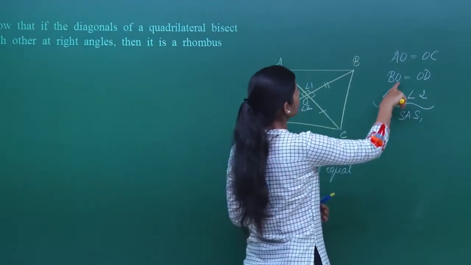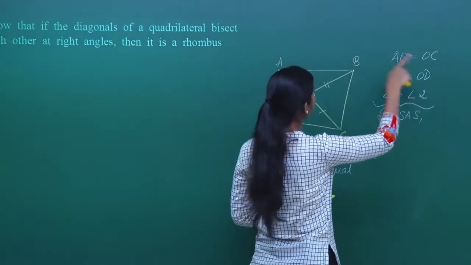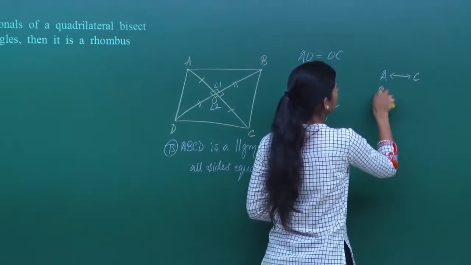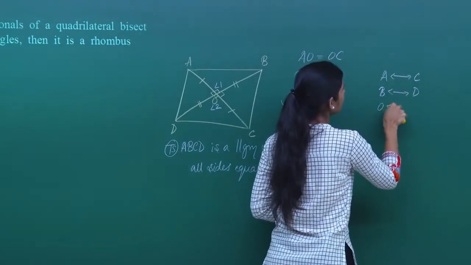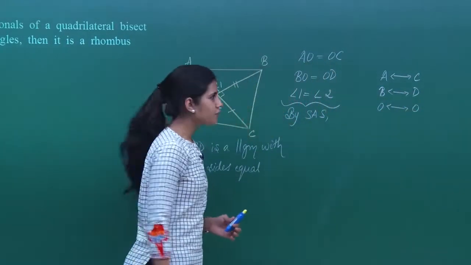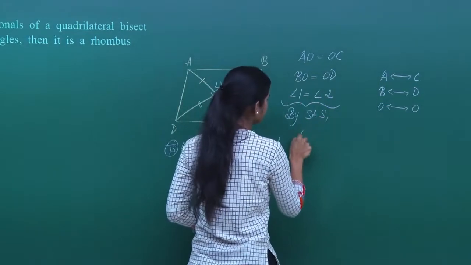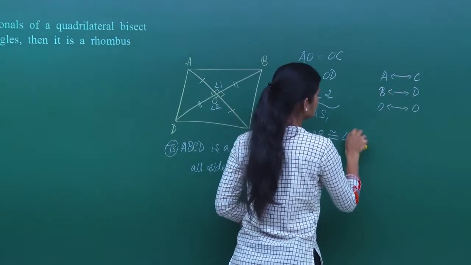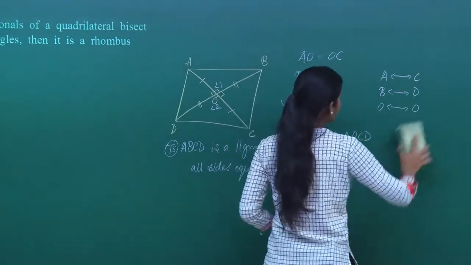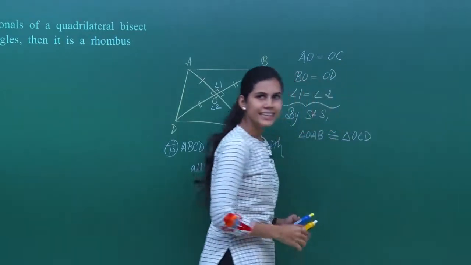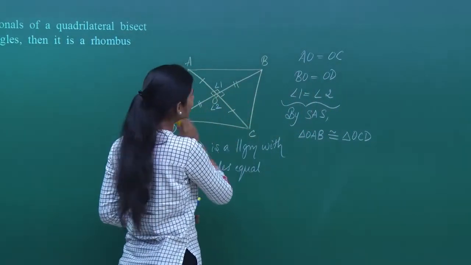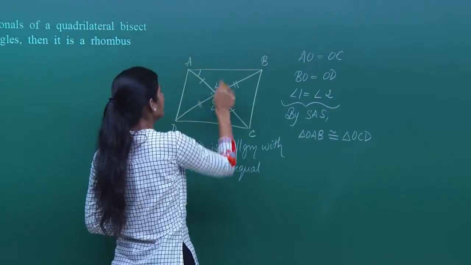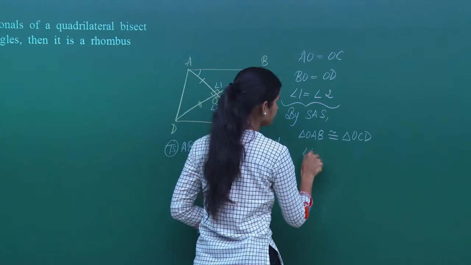Which ones? So you can see B is corresponding to D and A is corresponding to C, and obviously O is corresponding to O. So I have triangle OAB is congruent to triangle OCD and therefore their corresponding parts will be equal. So I will have angle OAB is equal to angle OCD first of all. This angle will be equal to this angle.